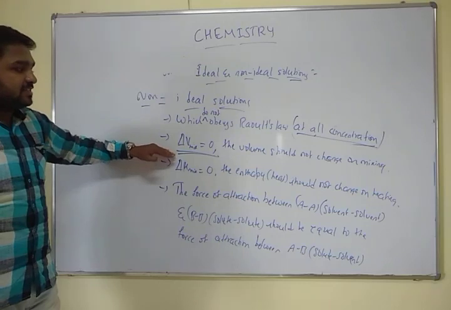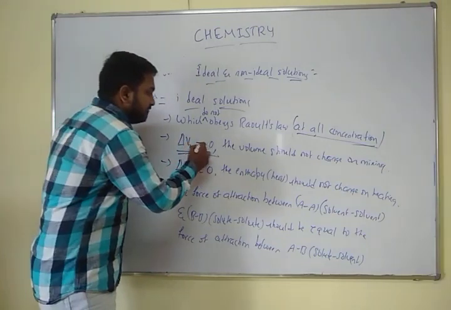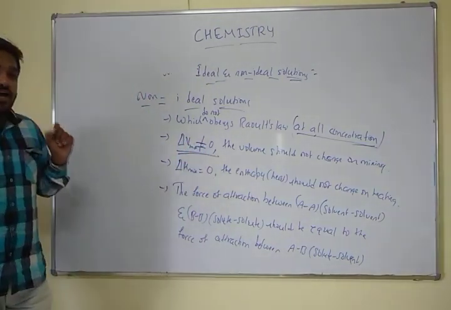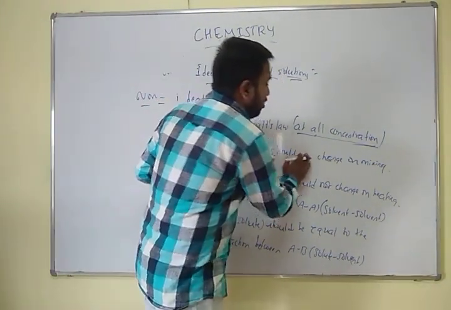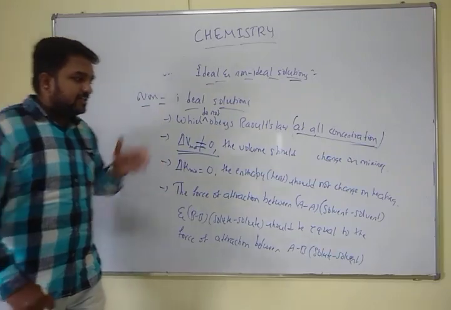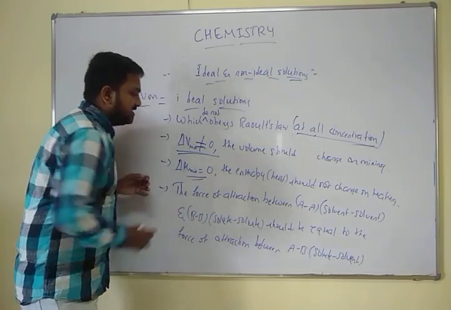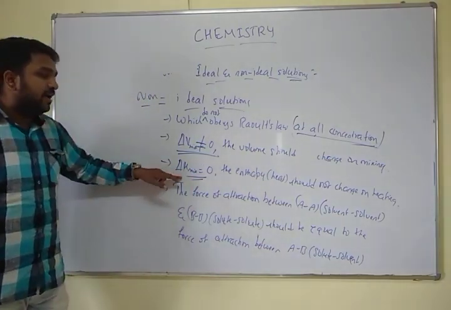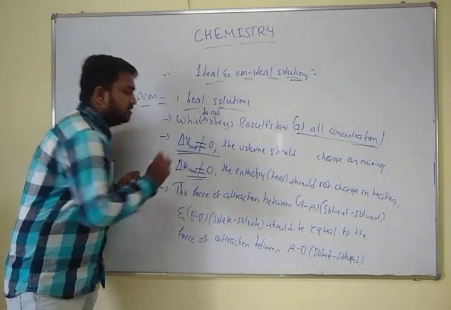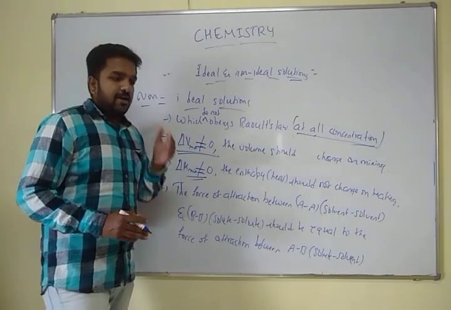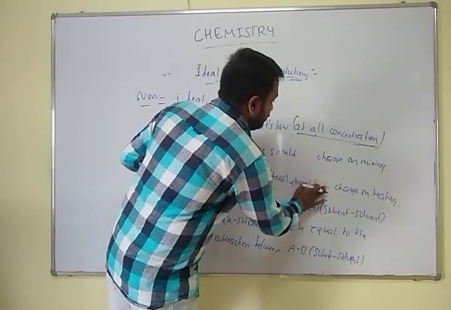So in the second one, delta V mixing should be 0 in case of ideal solution, but in case of non-ideal solution, it should not be 0. That means the volume should change on mixing. I am writing the same concept to make your understanding easy. And the third point is delta H mixing is 0 in case of ideal solutions, whereas in case of non-ideal solution it should not be 0. That means enthalpy should increase or decrease on mixing.